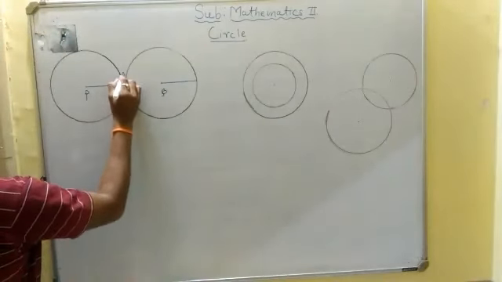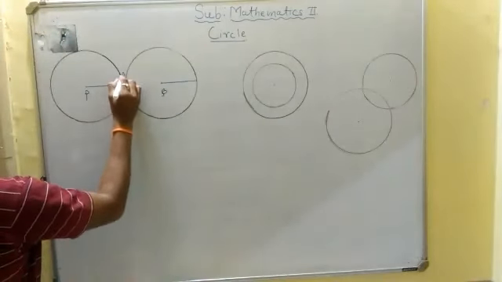Now in the second figure, both circles have the same center, which is O here. A smaller circle and a larger circle having the same center are known as concentric circles.